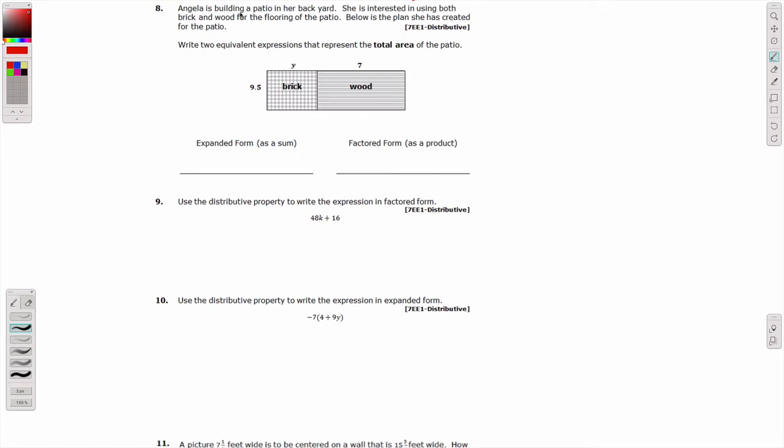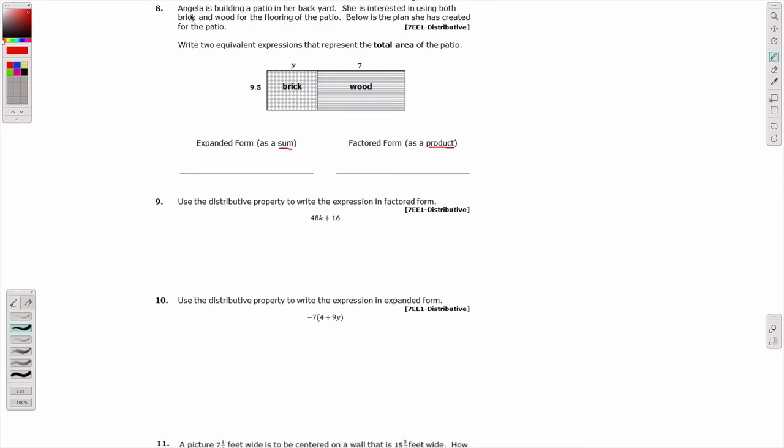Second read, Angela is building a patio in her backyard. She is interested in using both brick and wood for the flooring of the patio. Below is the plan she has created for the patio. Still don't know the question, so I'm going to keep reading. Write two equivalent expressions that represent the total area of the patio. I see what I have to do. I have to write two equivalent expressions, one in expanded form as a sum, where two things are added, and one in factored form as a product, where two things are multiplied, or something is being multiplied.